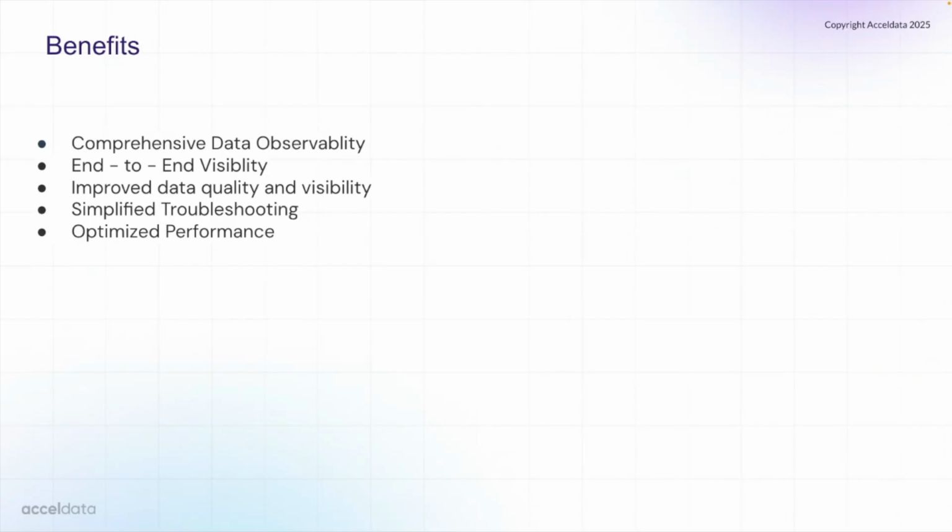Point number four is simplified troubleshooting. This bundled solution simplifies troubleshooting by offering a unified platform for identifying and resolving data issues. Data teams can immediately identify the cause of data issues whether they arise in Databricks workflows or in the data pipelines. And once the root cause is identified, the teams can take appropriate corrective actions to fix the issues.